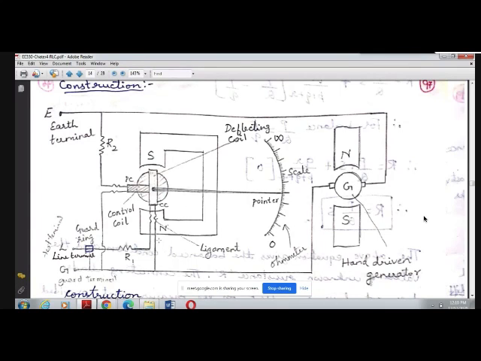Then the potential coil is connected in series with the compensating coil, this one. This is also connected across the generator terminal. This resistor R2 is connected in series with this potential coil and resistor R1, which limits the current flowing through the coil.